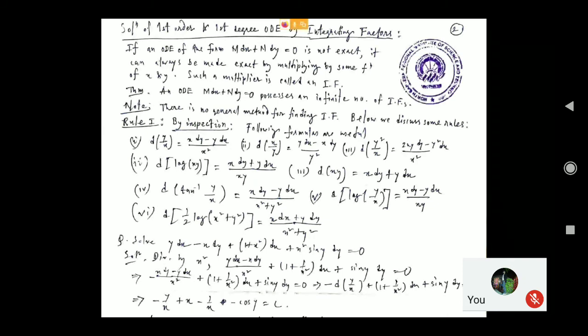Let me tell you the book. The book is Ordinary and Partial Differential Equations by M.D. Raisinghania, where you can get all the details. You can follow any other book also, but in that book you will get all the details. So I recommend it if you want to study. In that book you will find all details of this unit.